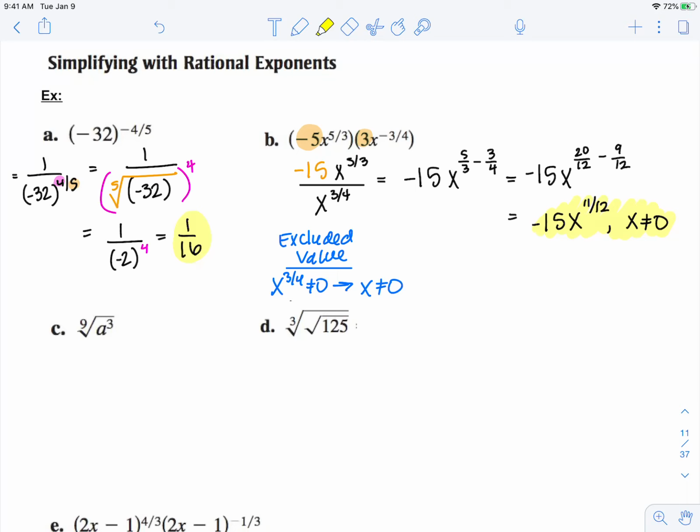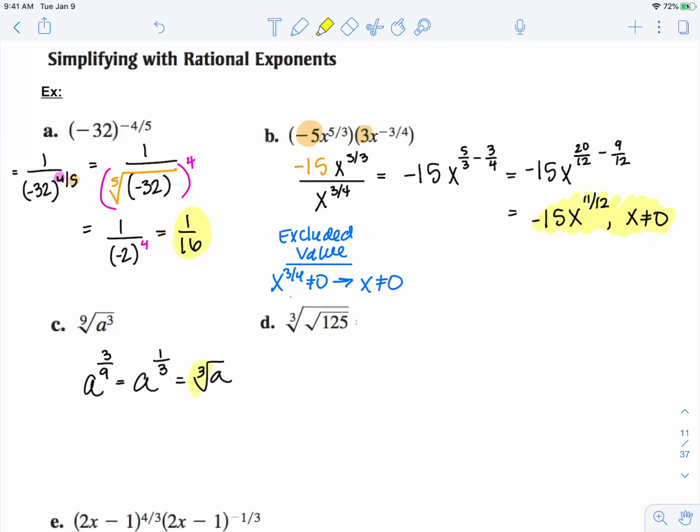Now in part C, the 9th root of a to the 3rd. So that is a to the 3/9, which simplifies to be a to the 1/3, which is the same as cube root of a. So since we started off as a radical, it's better to end your answer as a radical.